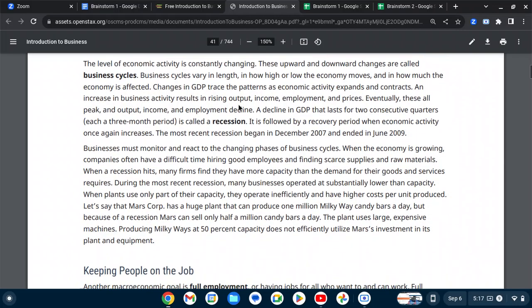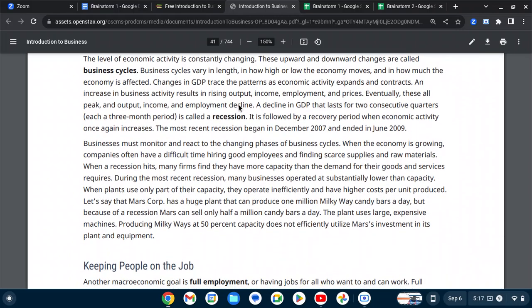The level of economic activity is constantly changing. These upward and downward changes are called business cycles. Business cycles vary in length, in how high or low the economy moves, and in how much the economy is affected. Changes in GDP trace the patterns as economic activity expands and contracts. An increase in business activity results in rising output, income, employment, and prices. Eventually, these all peak and output, income, and employment decline.